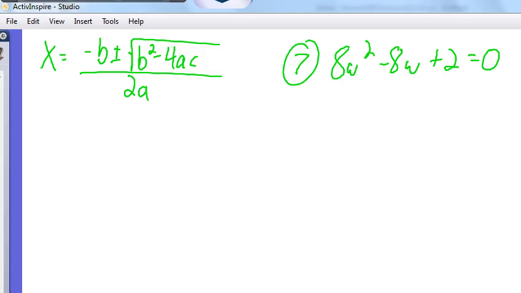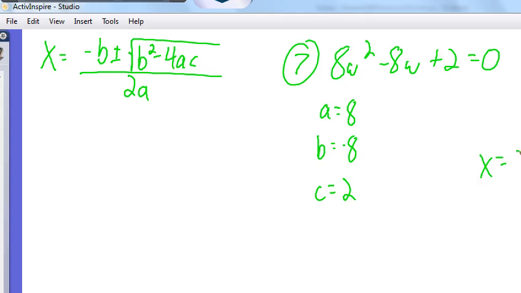So what is a in this case? 8. 8 is a. What is b? Negative 8. That's good. Remember not to forget about the negatives in front of your numbers here. So a is 8, b is negative 8, c is 2. Then we have all the numbers that we need. Let's plug them into the formula and simplify all the way down as much as possible.